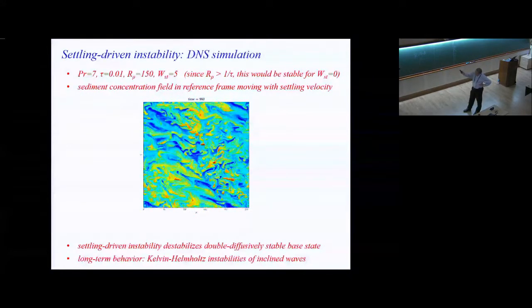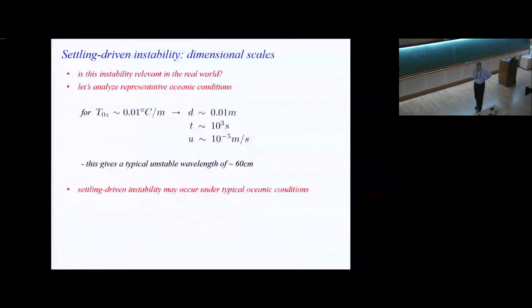Okay, a brief back-of-the-envelope estimation of the characteristic quantities would suggest that in the ocean we typically would get from the settling-driven instability a wavelength of about 60 centimeters. So that suggests that it's not totally out of this world, that this might indeed be important under real conditions.